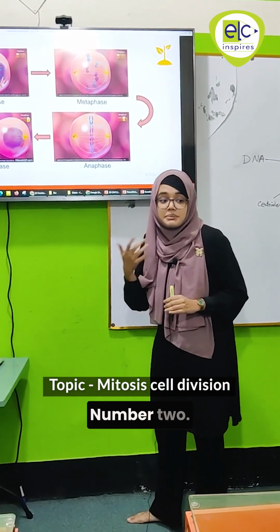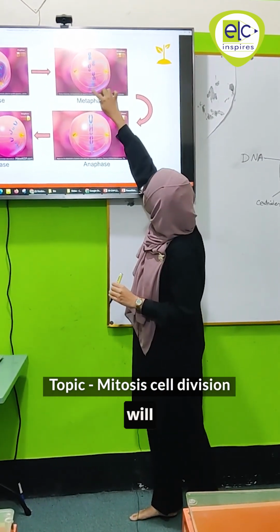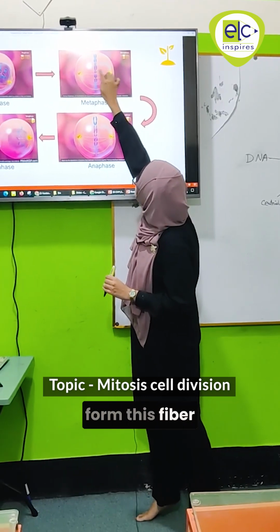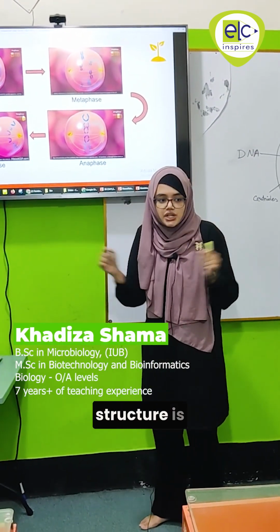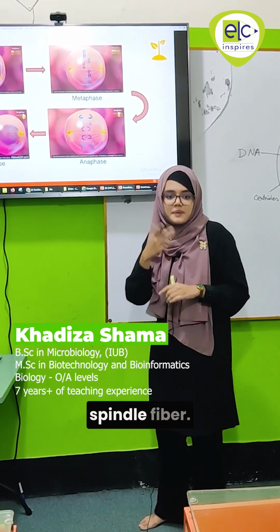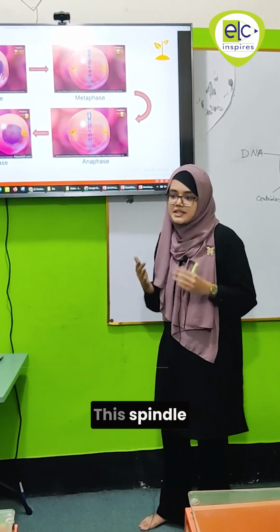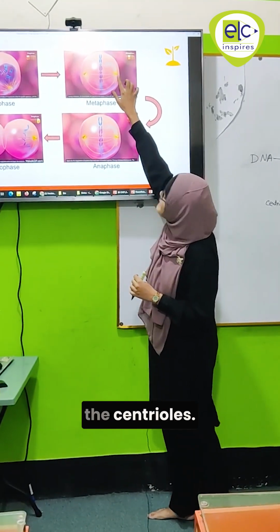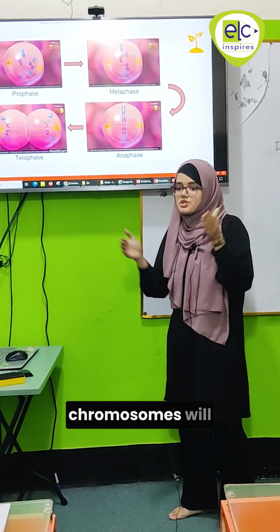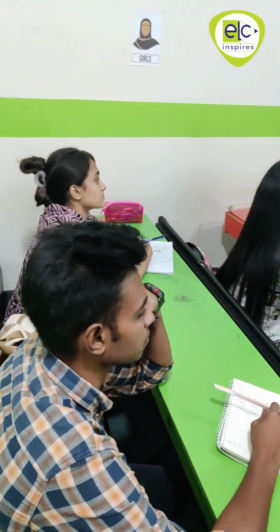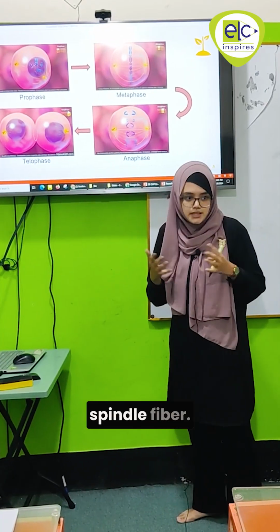Number 1. Number 2, the centrioles will form this fiber-like structure shown in yellow. This fiber-like structure is called the spindle fiber, right? This spindle fiber is formed by the centrioles. This is what happens in metaphase. That is, the chromosomes will line up and the centrioles will form spindle fiber.